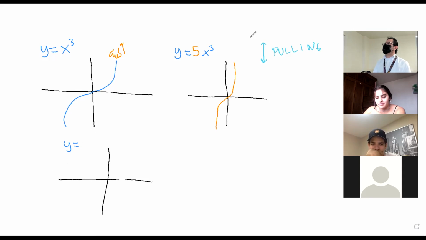Give me a number between 0 and 1. Any number, it's a fraction, basically. Any number you want. 0.1. Good. Thank you. Perfect. So now let's assume that we've got the base function y equals 0.1 x squared.